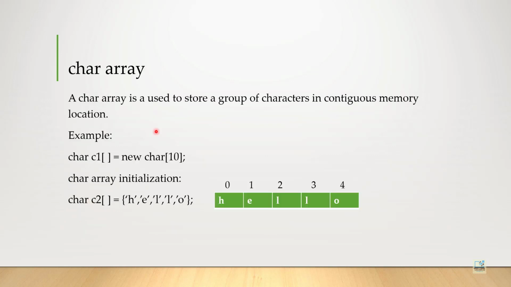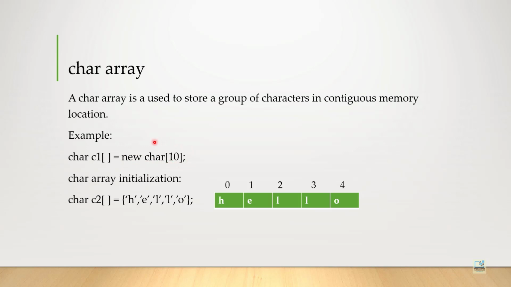Now let us talk about character arrays. A character array or char array is used to store a group of characters in contiguous memory locations. Now how to declare a character array? This is the way. First you write the char data type, then the array name which is C1, then the brackets which are the sign of an array, equal to new char[10]. New is the memory allocation operator, char is the data type and 10 is the size of the array, also known as the number of elements.